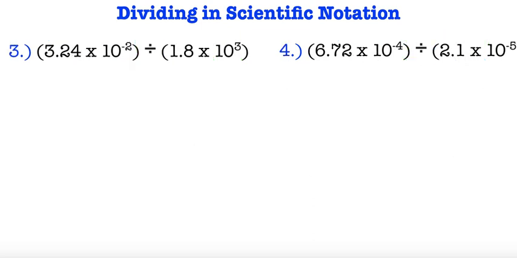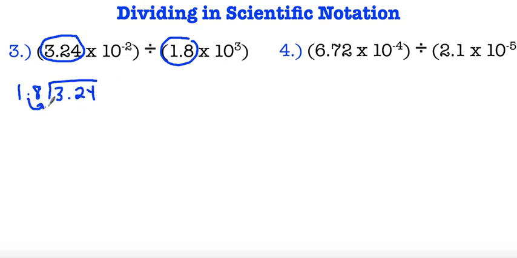All right, here we have 2 more examples, and we're going to do the same thing that we did before. So we're going to divide these 2. And remember, here I can't have a decimal, so I'm going to move it over to the right once, move this one over to the right once, and I'm just going to rewrite that.